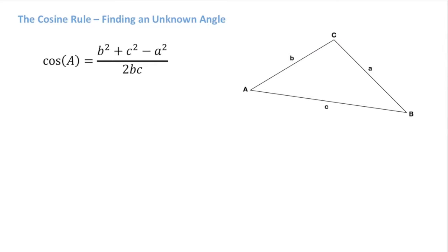To begin with, when we look at this formula, one thing that we notice is that on the right-hand side, we can see that there are all 3 side lengths. Indeed, we can see there's a B, a C, and an A. What this means is we can only use the cosine rule to find an unknown angle if we know all 3 side lengths of the triangle.